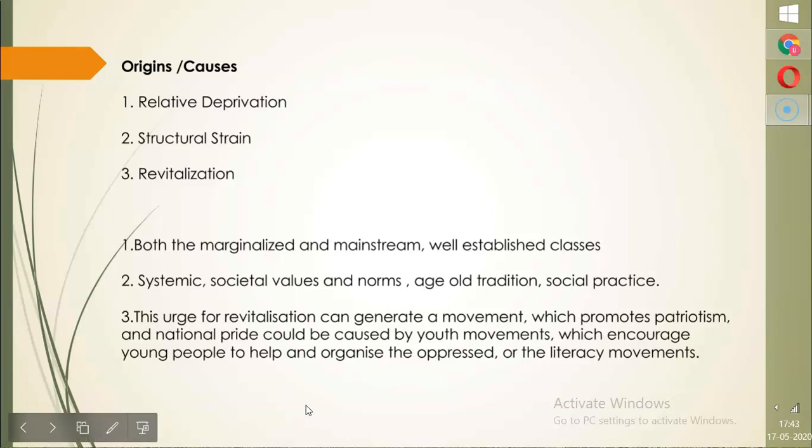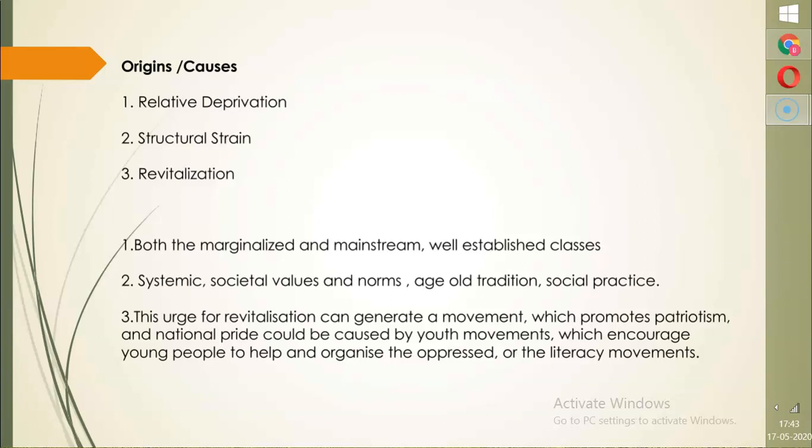Number one, relative deprivation. Number two, structural strain. Number three, revitalization. Now, what is relative deprivation? When a community feels deprived in relation to some other community or group of people, then it is called relative deprivation.